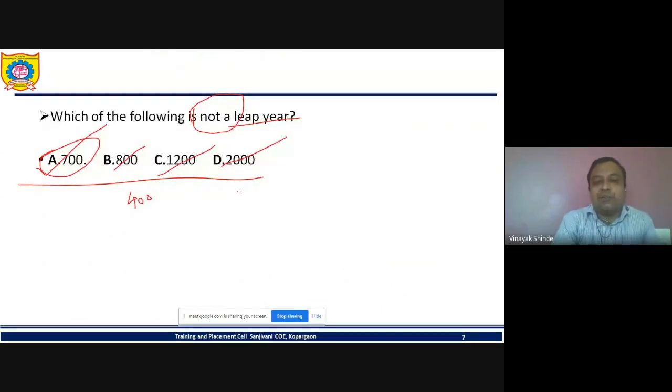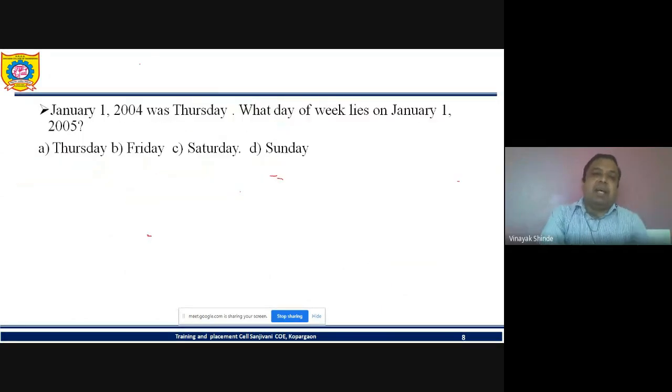So this is the basics of the calendar. Let us go for the numericals on the basis of the calendar. Let us start. January 1st, 2004 was Thursday. What day of the week lies on 1st January 2005? What we need to do is find out the odd days. How to find out odd days? Divide the number by 4. Is it a leap year or not? That you need to find out. Yes, it is a leap year. In a leap year, how many odd days are there? 2004 is divisible by 4, so 2 odd days.